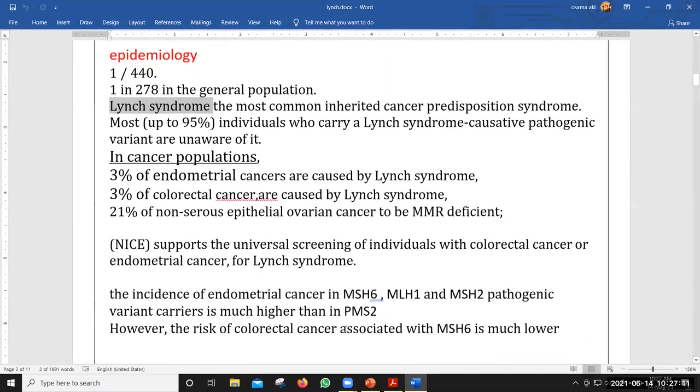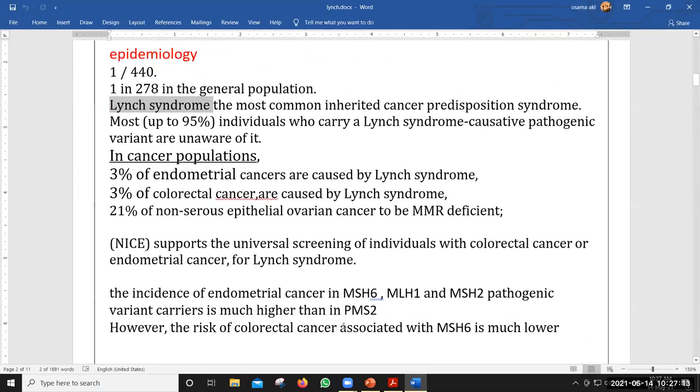If we look at cancers, you will find 3% of endometrial cancers caused by Lynch, and also 3% of colon cancer caused by Lynch. In ovarian tumors, we know that they can be surface epithelial, or germ cell, or sex cord. Which one is the commonest generally in ovarian cancers? Epithelial. Surface epithelial, excellent. Among surface epithelial, which one is the commonest? Serous.